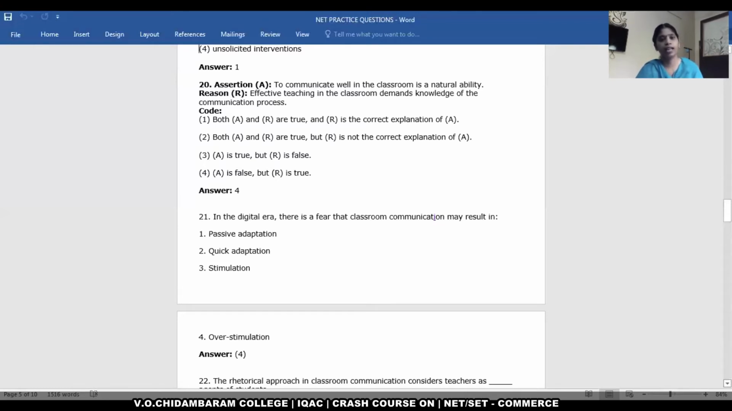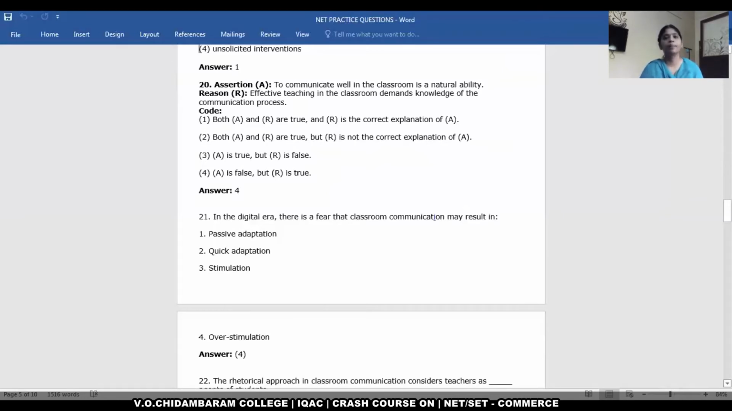Do you think that the assertion is right? To communicate well in the classroom is a natural ability. So the answer is A is false, but R is true. Is it a natural ability? Is it an inborn ability, communicating well in the classroom? Of course, no. Communication needs no inborn quality. Practice alone helps us communicate well. So practice plays a main role here. So it is not a natural ability.